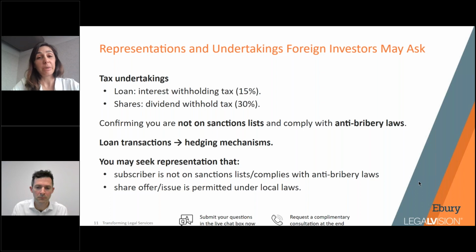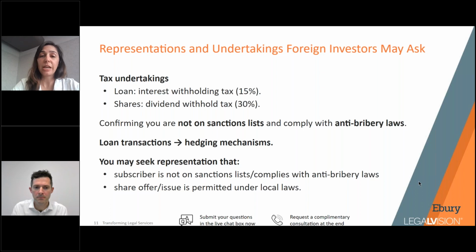For shares, you'll need to be considering dividend withholding tax. So if you pay any dividends on the shares, those may be subject to 30% withholding tax, depending on where the investor is based and the type of investor. So that's something to consider.